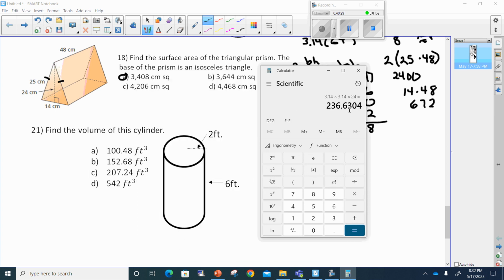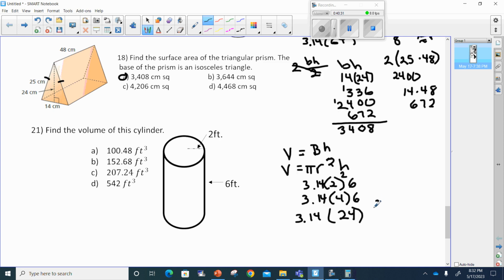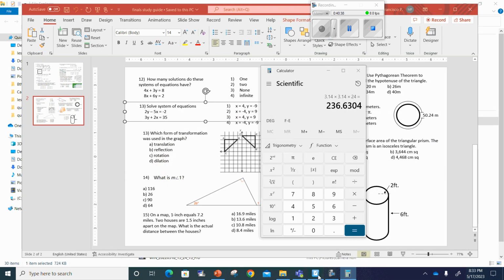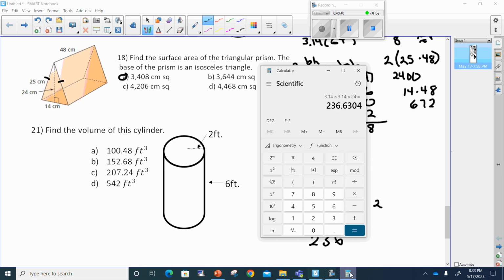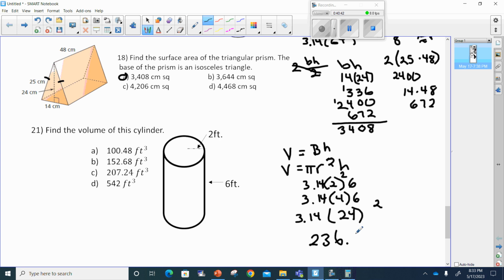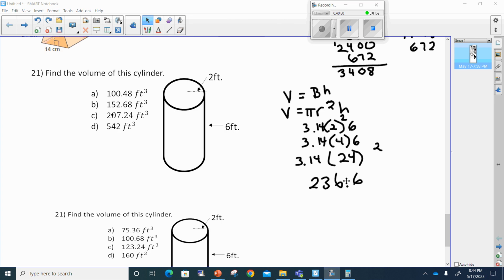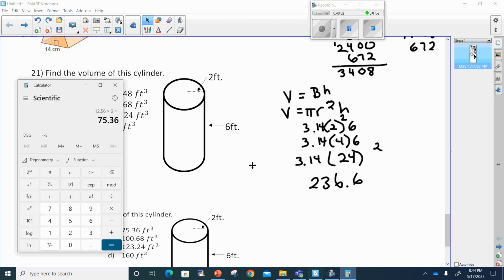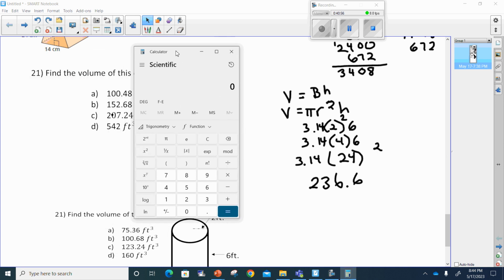236.6, something like that. That's still not one of these answers here. And I'm going to double check and see what's going on with these answers over here before we press on. I found a couple of errors there. One was in my calculator. I had 3.5 or 3.14 multiplied by itself twice.